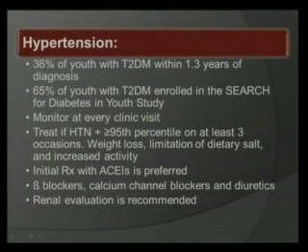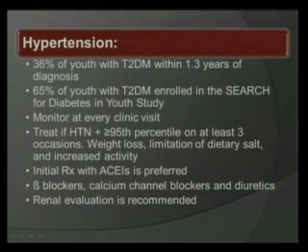It should be measured with an appropriate sized cuff, monitored at every clinic visit, and plotted against normal for age, gender, and height. Treatment of blood pressure: if the patient is at or above the 95th percentile on at least 3 occasions, we'll start with weight loss, limitation of dietary salt, and increased activity.